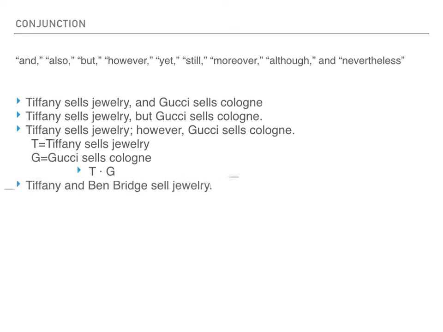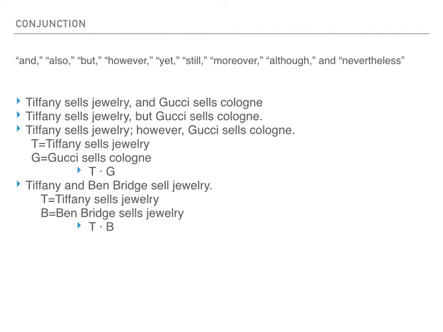Now, just to illustrate one of the points I was just saying a second ago, here's another sentence from the book. It says, Tiffany and Ben Bridge sell jewelry. So this is obviously a conjunction, but you need to make sure that when you give a key, when you symbolize what's going on, that you understand that there's two propositions there. So one is that Tiffany sells jewelry, and the other is that Ben Bridge sells jewelry. So given that key, then we could represent the sentence as saying T dot B.